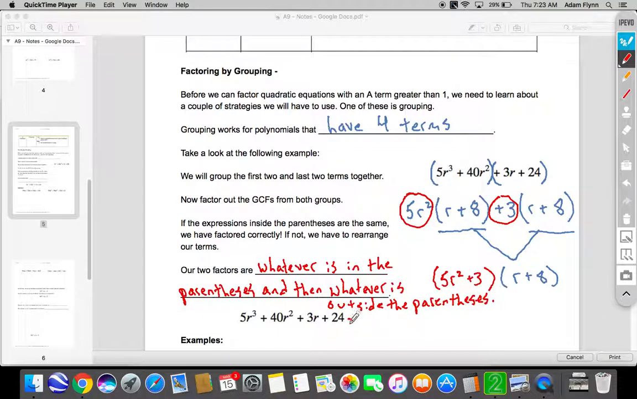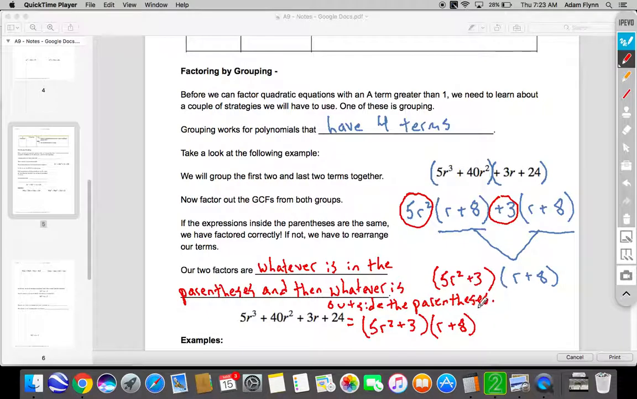So our final factored form of this polynomial will be 5r squared plus 3 times r plus 8.